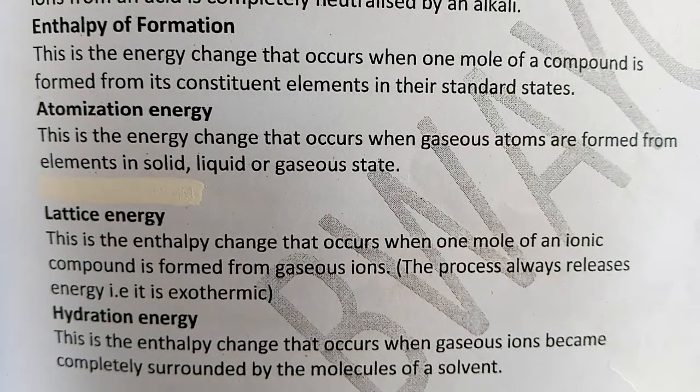Atomization energy. This is the energy change that occurs when gaseous atoms are formed from their elements in solid, liquid, or gaseous state. Lattice energy. This is the enthalpy change that occurs when 1 mole of an ionic compound is formed from gaseous ions. And note that this process always releases energy, or it is exothermic.